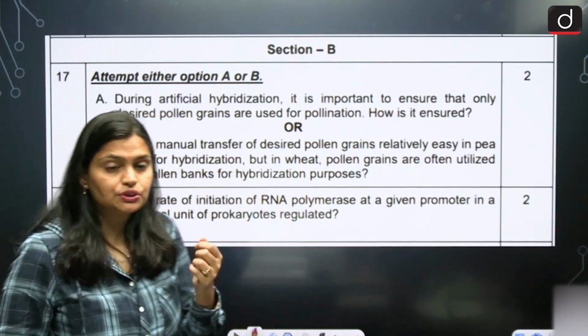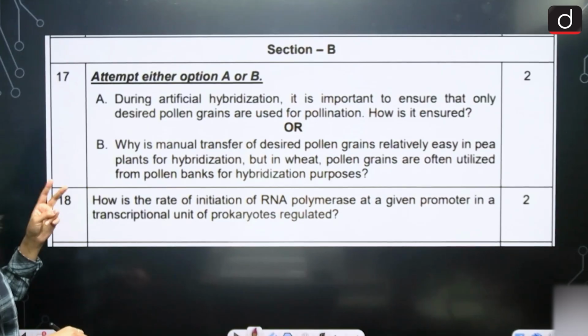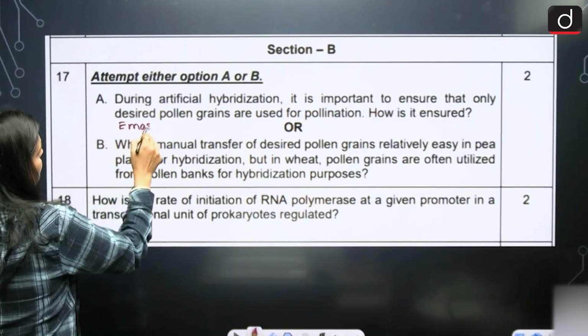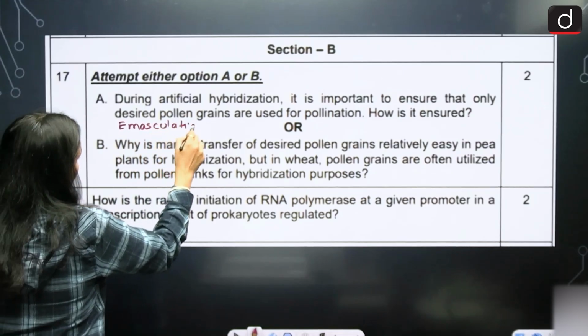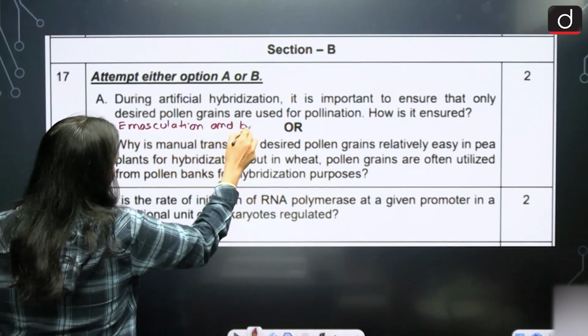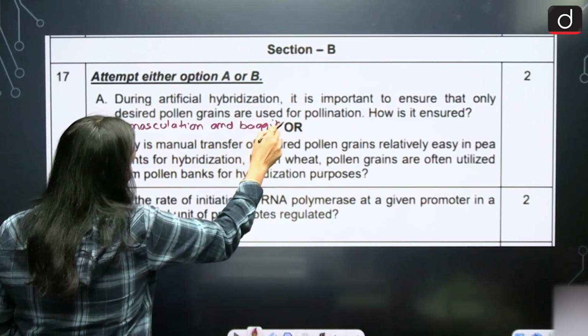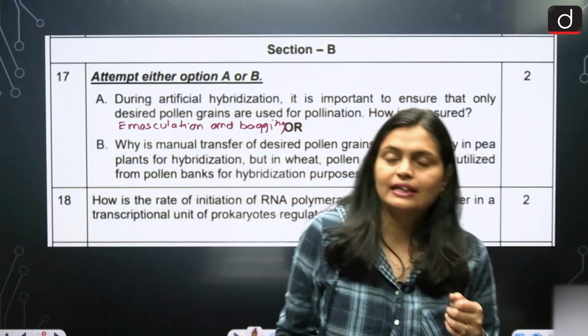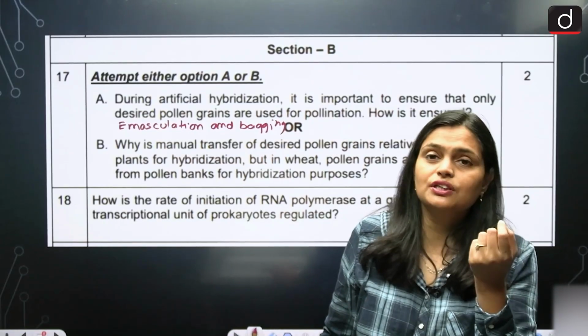So in this question you have to explain 2 things. What are the 2 things? The emasculation and the bagging technique. यही आपको explain करना है इसमें. तो अगर ये term आप explain करेंगे then only you will get the answer, because while emasculation what happen?